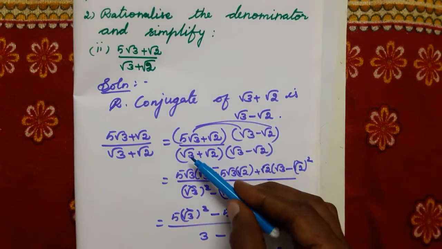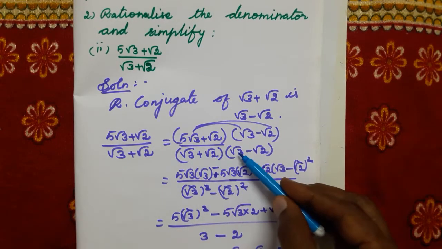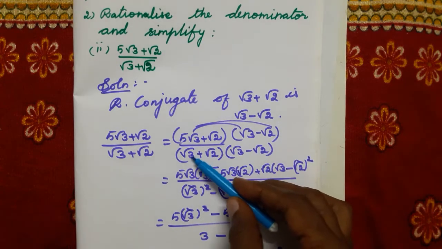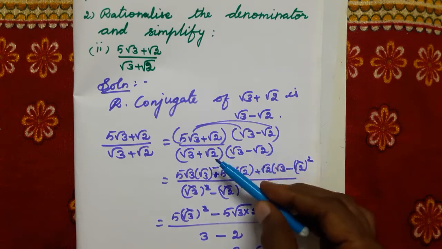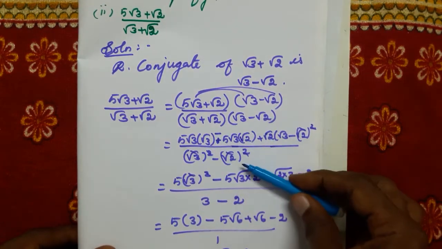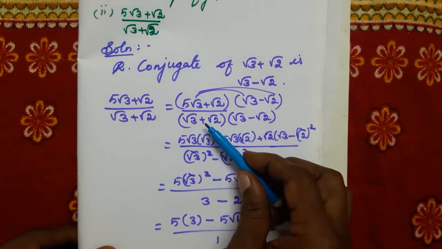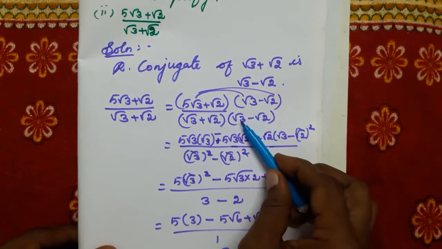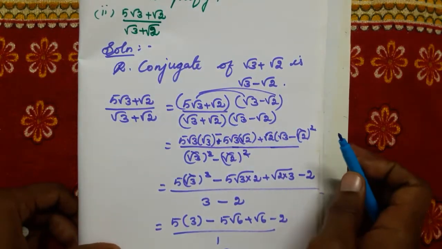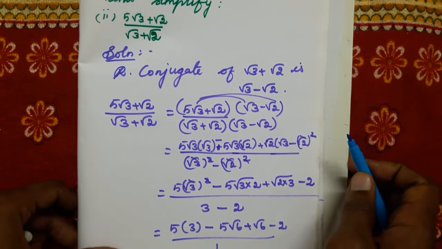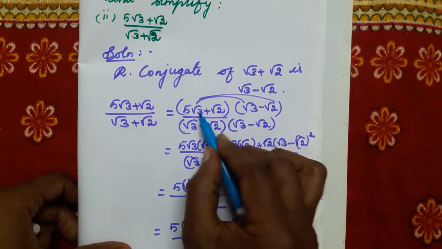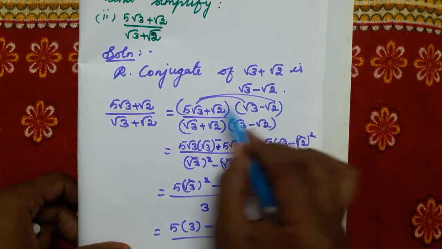So, we are getting the denominator. Root 3 plus root 2 into root 3 minus root 2 is equal to a plus b into a minus b means a square minus b square. Therefore, root 3 the whole square minus root 2 the whole square. So, the denominator is a square minus b square. Root 3 the whole square minus root 2 the whole square. What is in the numerator? Numerator 5 root 3 plus root 2 into root 3 minus root 2.